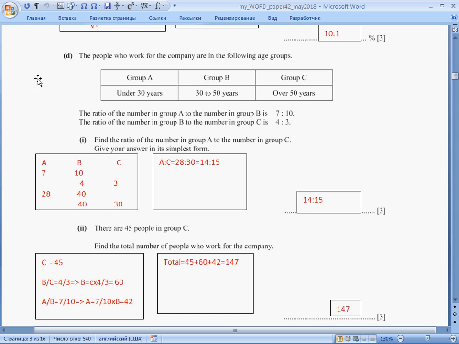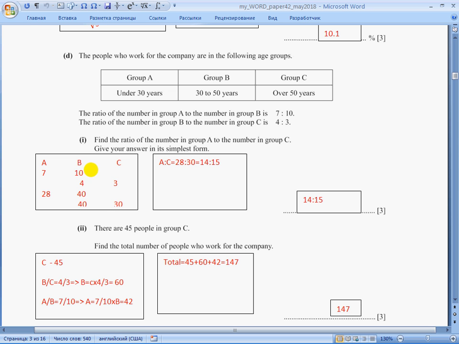The people who work for the company are in the following age groups. So we have 3 age groups. The ratio of A to B is 7 to 10. B to C is 4 to 3. Find the ratio of A to C. So we make table. A, B 7, 10. B, C 4, 3. So we cannot compare because we have different number.